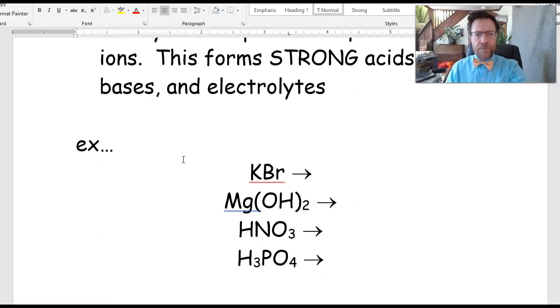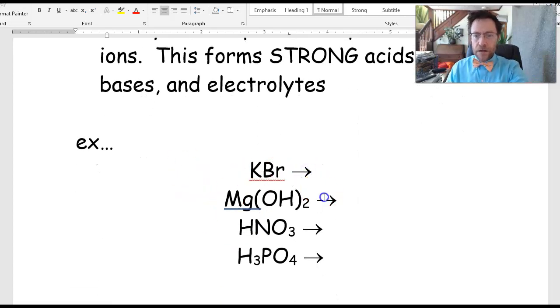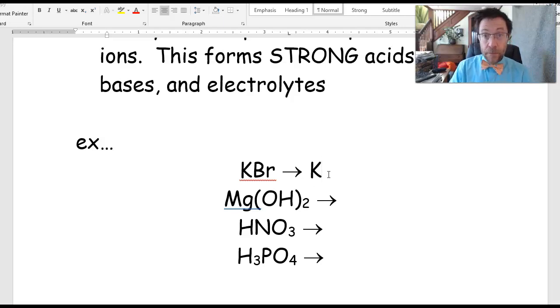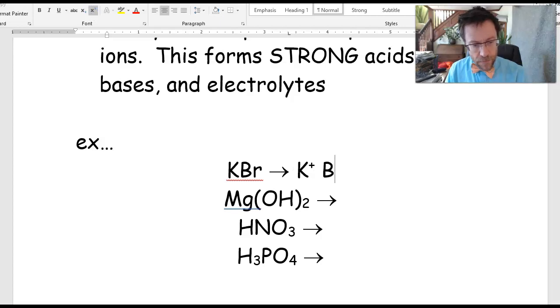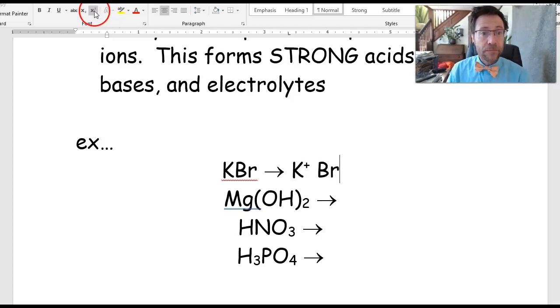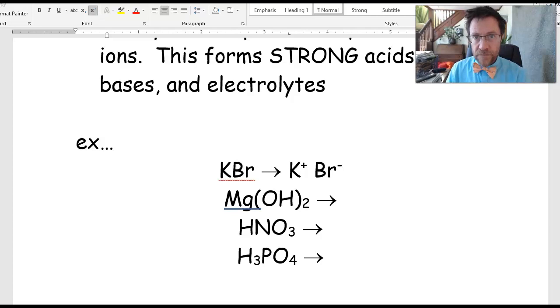And you can tell these by this. You see this arrow right here and right here and right here and right here? These are going to be one-way reactions, where if you put potassium bromide into a solution, you're going to make a potassium ion and you're going to make a bromine ion. You dig what I'm saying? And that's it. It is a one-way reaction.